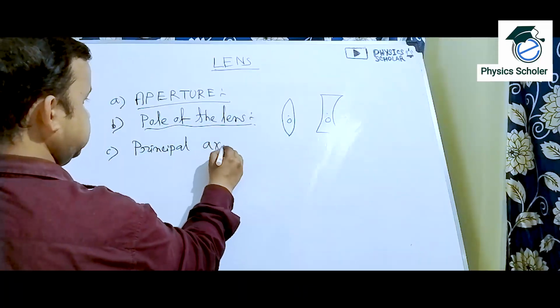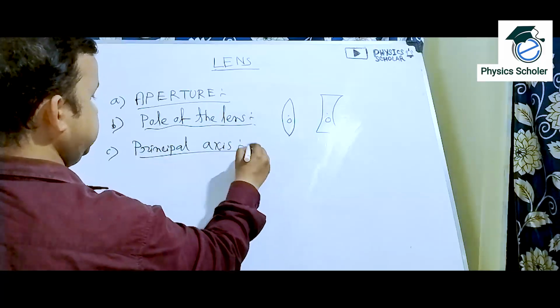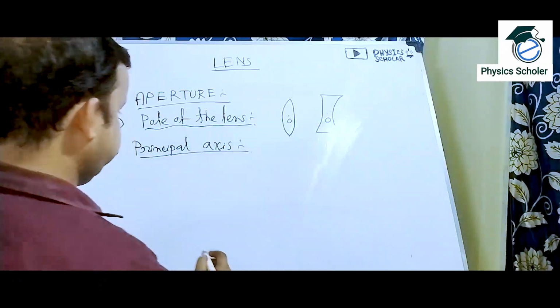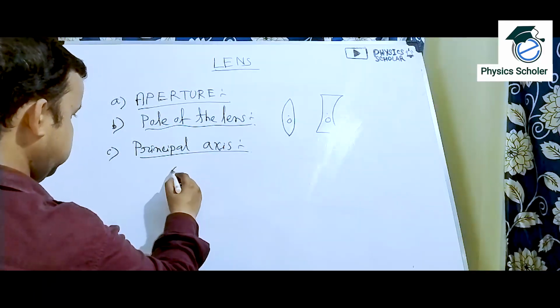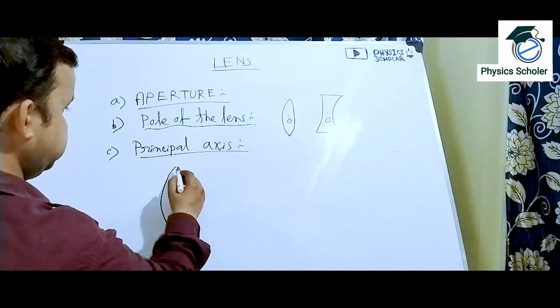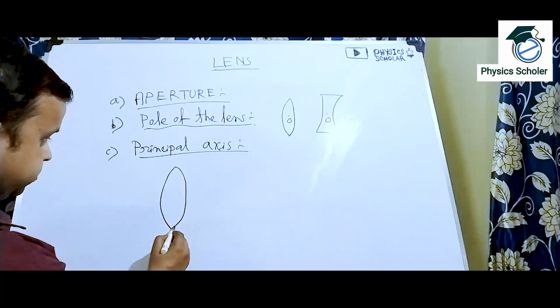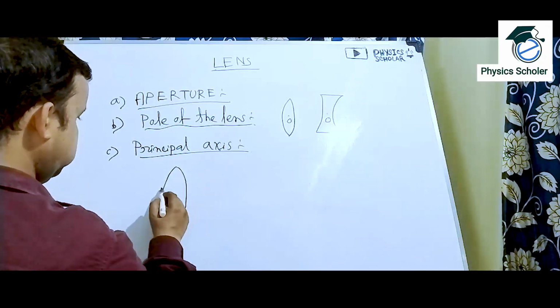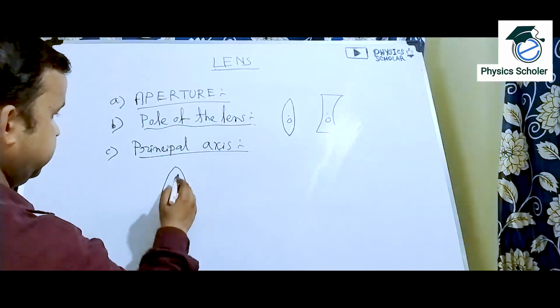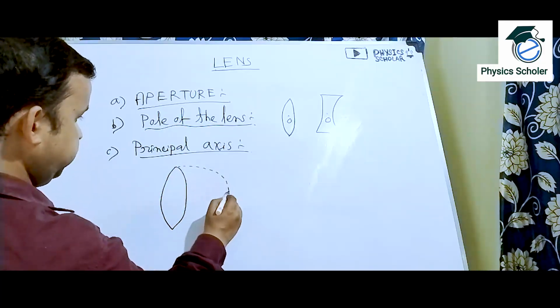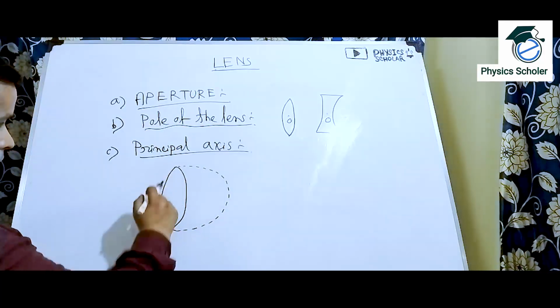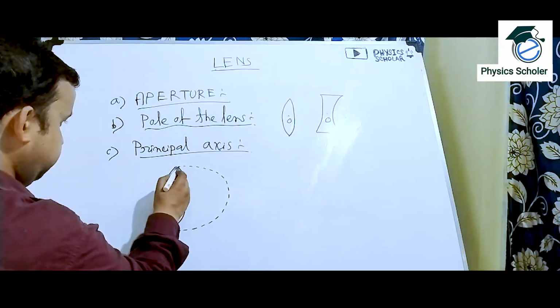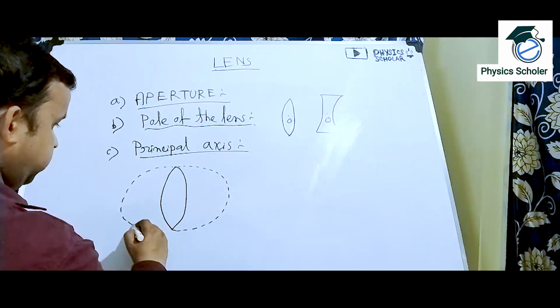Principal axis. Next topic is principal axis. What is the principal axis? Let me explain. Suppose this is a convex lens. This is a sphere, and this is another sphere. If we complete the sphere, that is the sphere for this surface, and if we complete this sphere, that will be the sphere for the other surface.